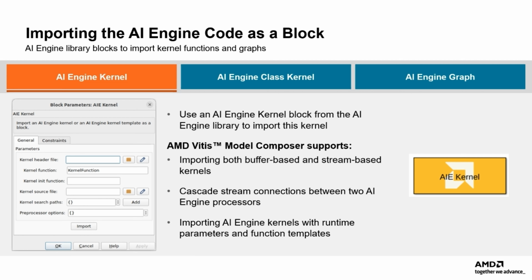Once done, click the Import button in the Block Parameters dialog box, and the tool parses the function signature in the header file and updates the AI engine kernel block GUI interface. After the AIE kernel block is added to the Simulink editor, and after the kernel parameters are added, the block is updated with two input ports and one output port with a block name that matches the imported kernel function. After a successful import, the Function tab displays automatically, providing user-editable configuration parameters.